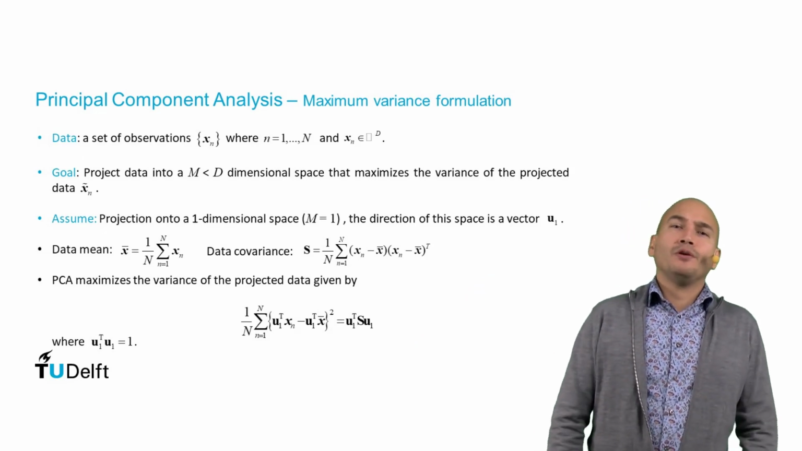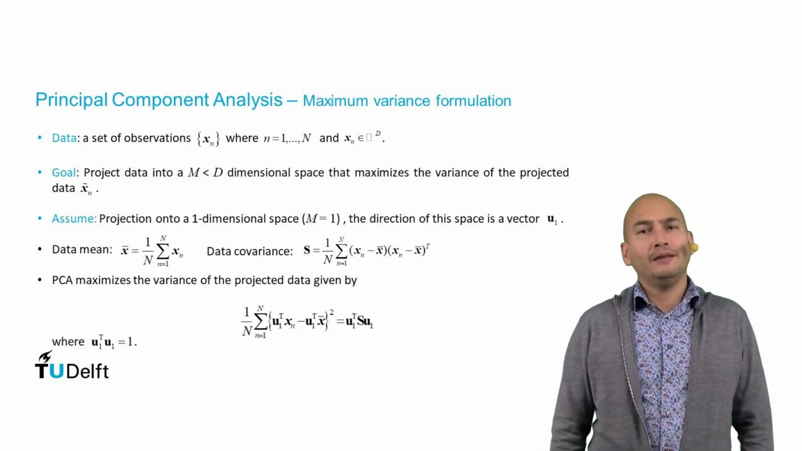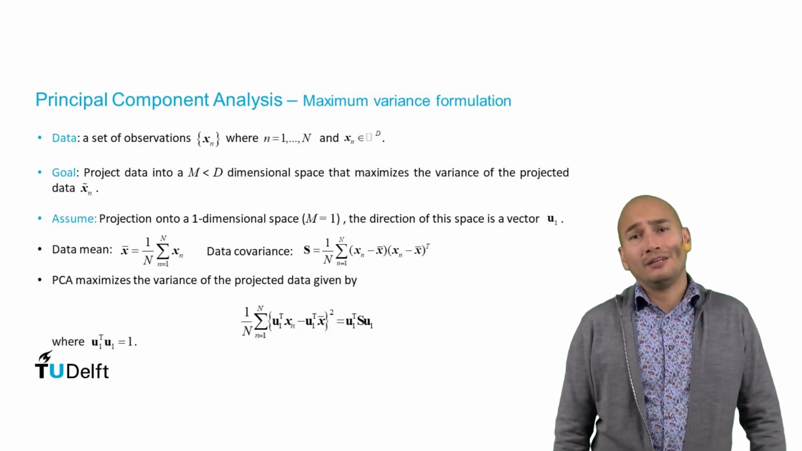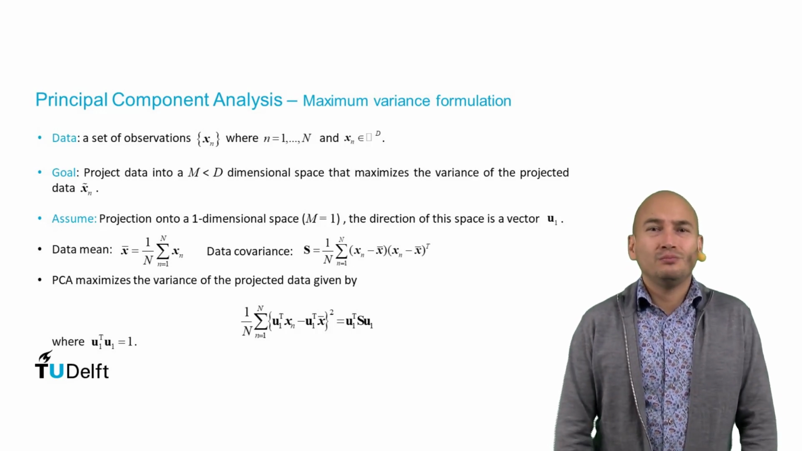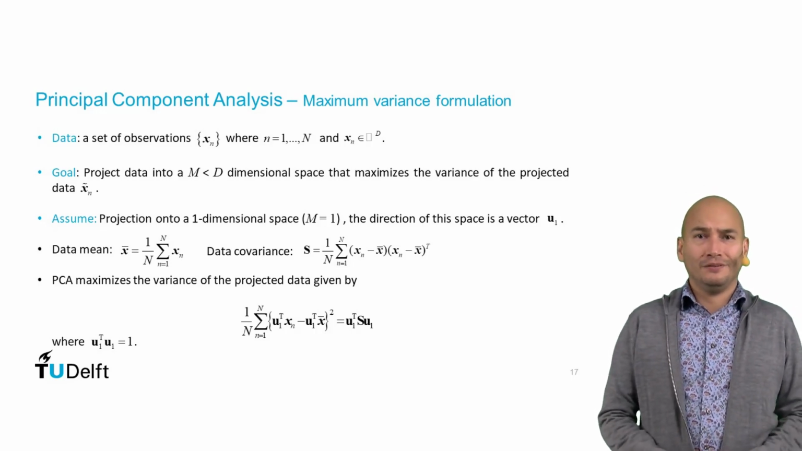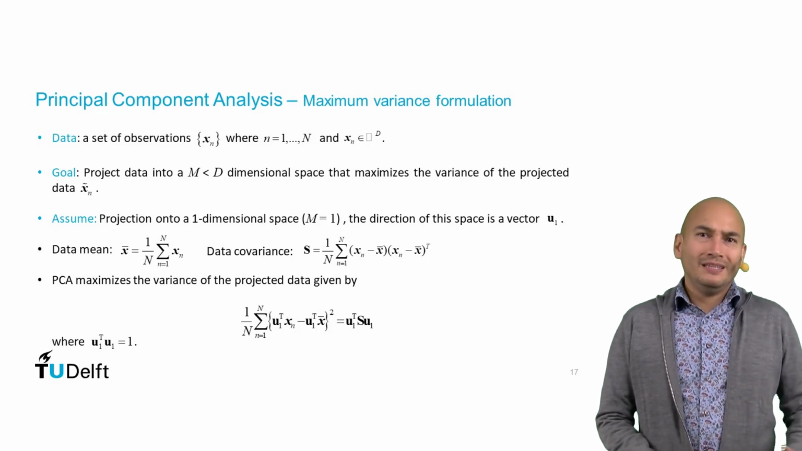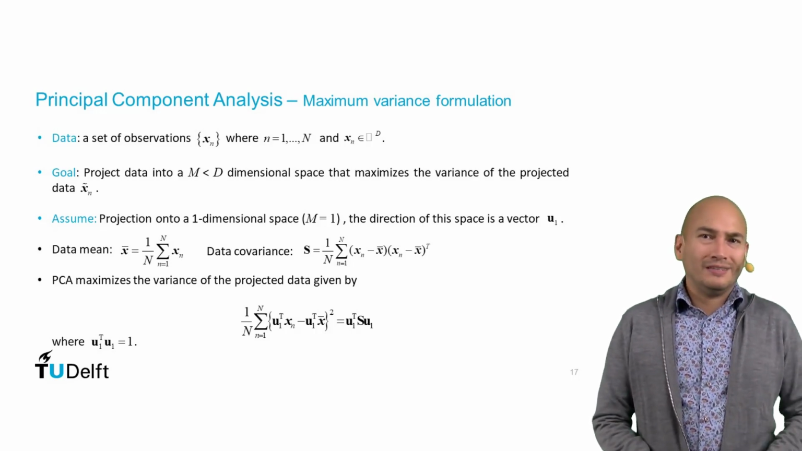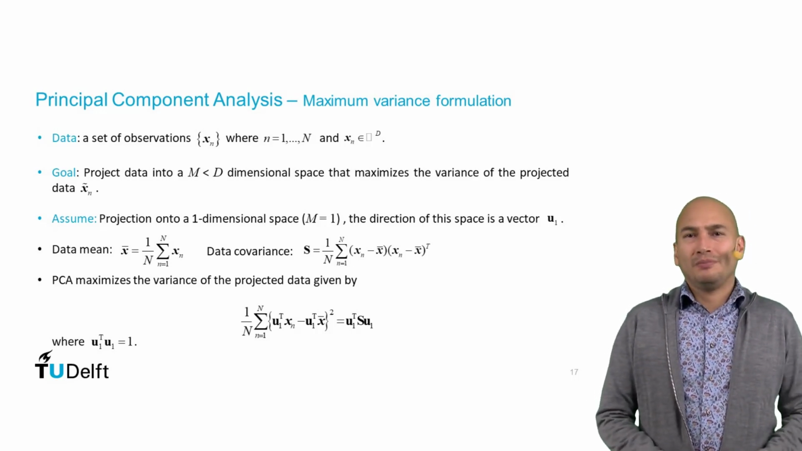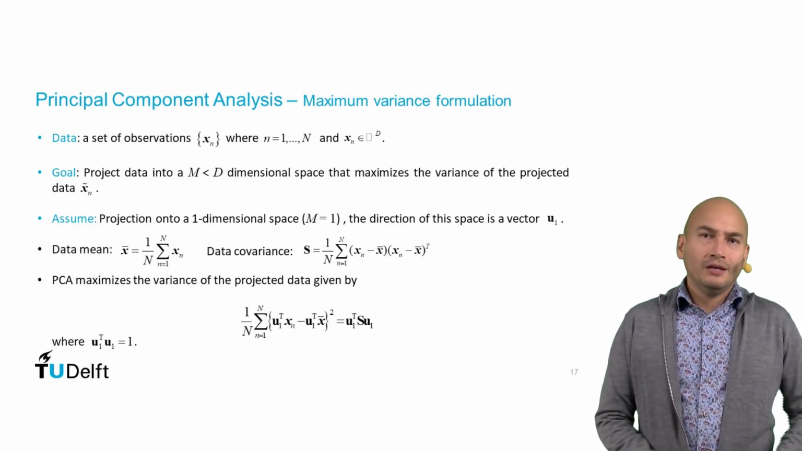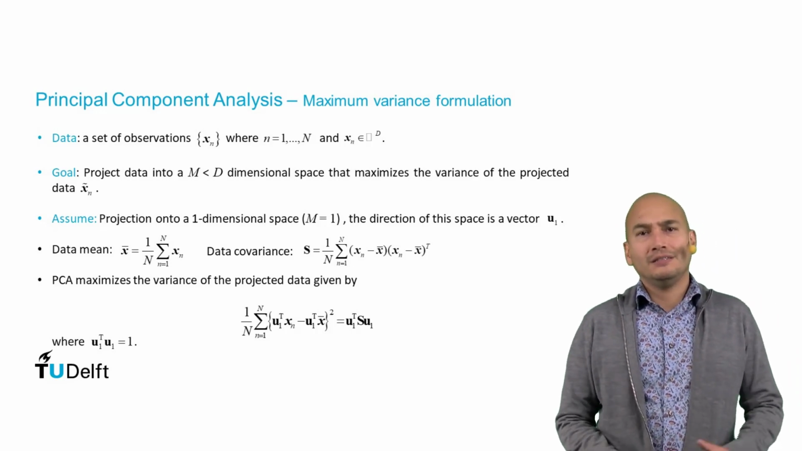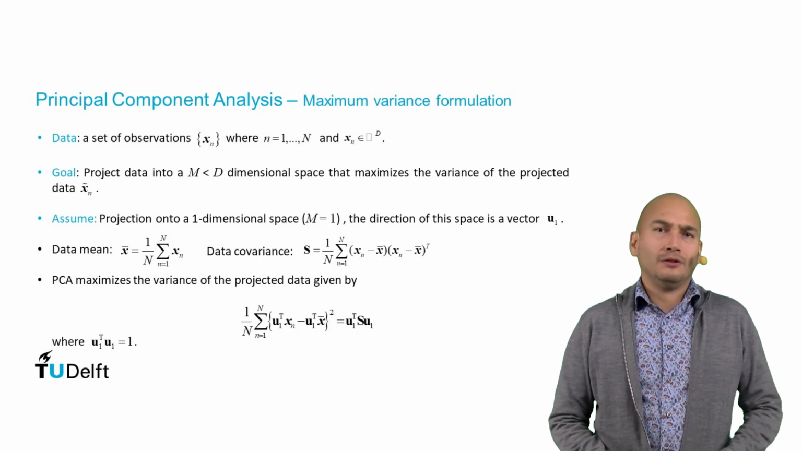In PCA, we are given a set of observations xn, where n goes from 1 to capital N, and xn belongs to d-dimensional real numbers. The goal of PCA is to project the data xn into an m-dimensional space that maximizes the variance of the projected data x tilde. In this, m should be smaller than d, the original data dimension. Now let's look at PCA from a simple perspective by assuming that m equals 1. So we want to project the data onto a one-dimensional space, and the direction of this space is the vector u1, also known as the first principal component.